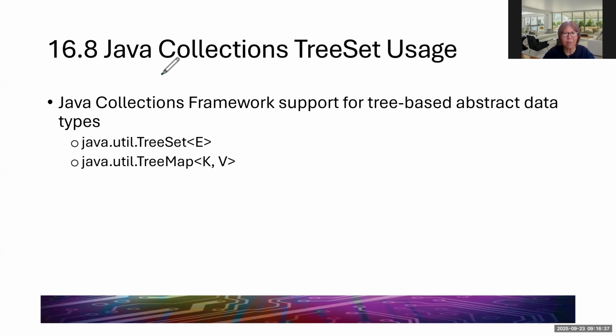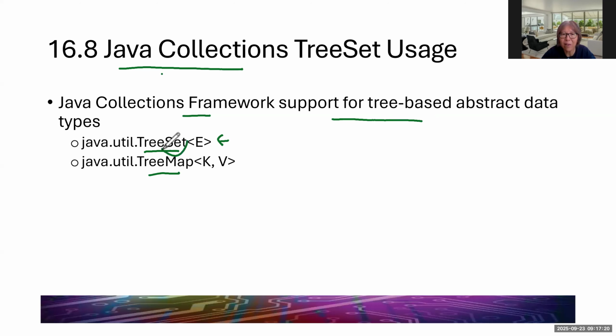Hello, welcome back. So we're going to continue our discussion for chapter 16 about binary search tree. And in this section, we're going to take a quick look at Java collections, and how the binary search tree is defined in Java collections. The Java collections framework supports tree-based data structures. There are two tree-based data structures, the TreeSet and the TreeMap. In this chapter, we're going to take a look at the TreeSet.